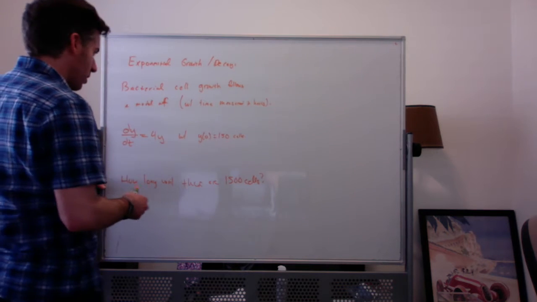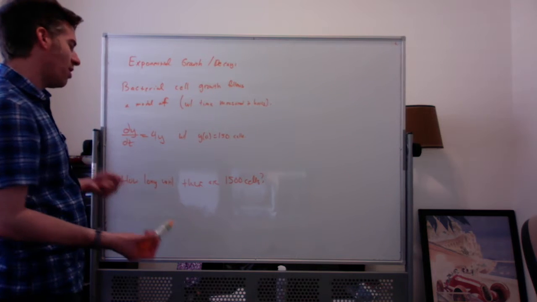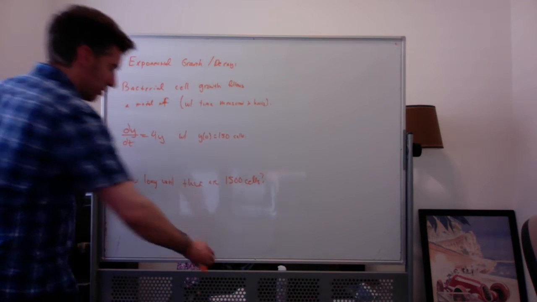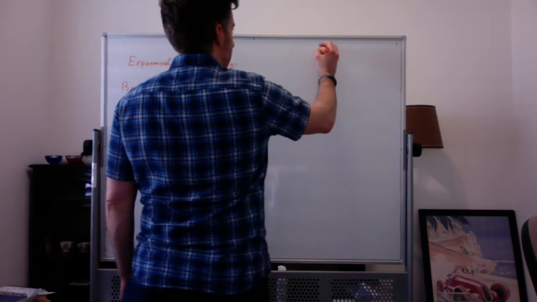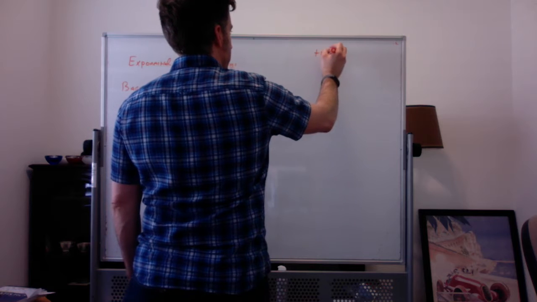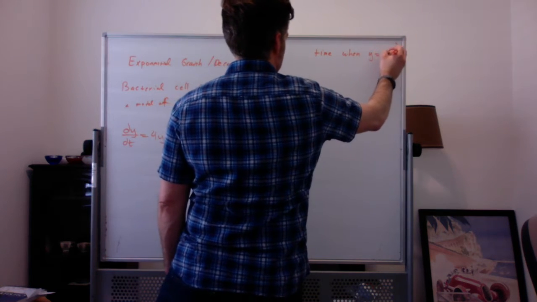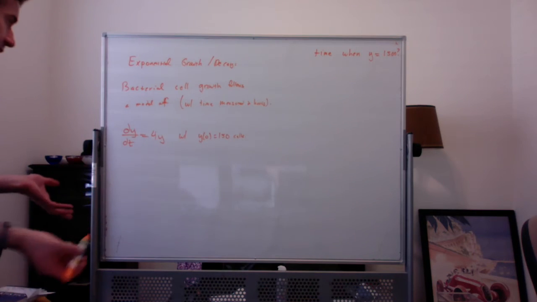And we have an initial condition of y of 0 equals 150 cells. How long until there are 1,500 cells? So before we can answer this question, we really have to answer what the model looks like. So we're trying to get to how long, time, when y equals 1,500. Right, because y is the amount of stuff we have and t is time.